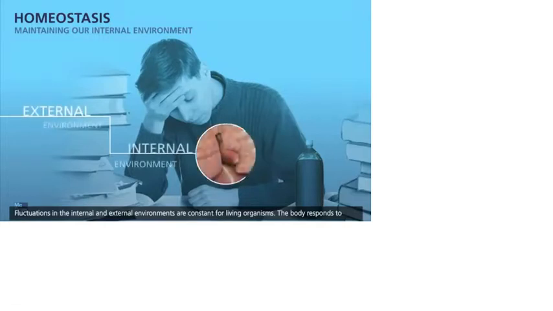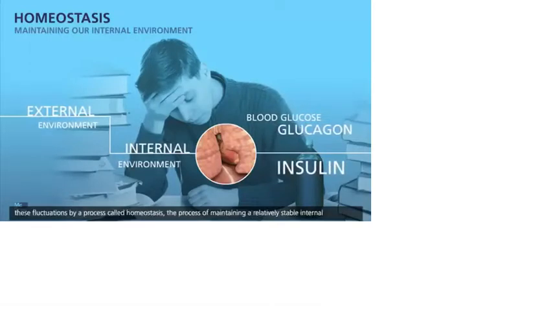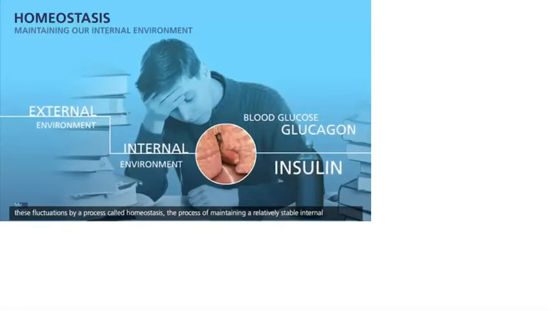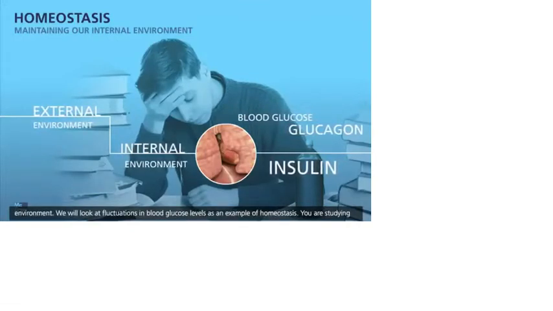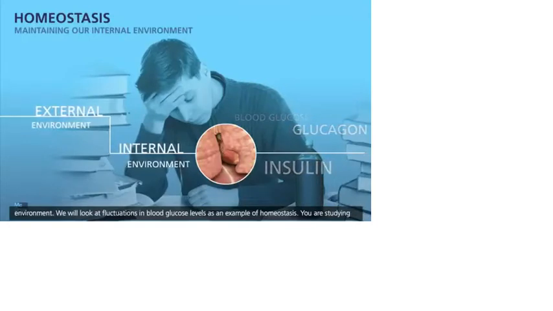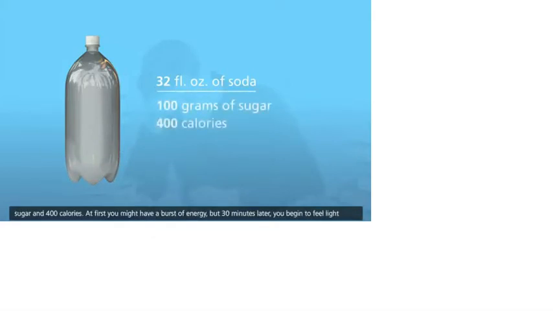Fluctuations in the internal and external environments are constant for living organisms. The body responds to these fluctuations by a process called homeostasis, the process of maintaining a relatively stable internal environment. We will look at fluctuations in blood glucose levels as an example of homeostasis. You are studying for a biology exam, about to review the chapter on cellular respiration, and decide you need a little extra energy. You consume an entire 32-ounce bottle of soda, approximately 1 liter. Your mid-study snack contained 100 grams of sugar and 400 calories.